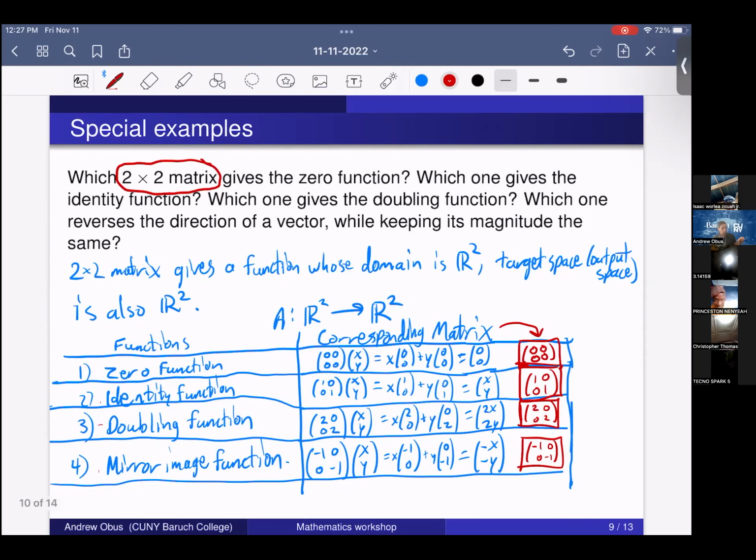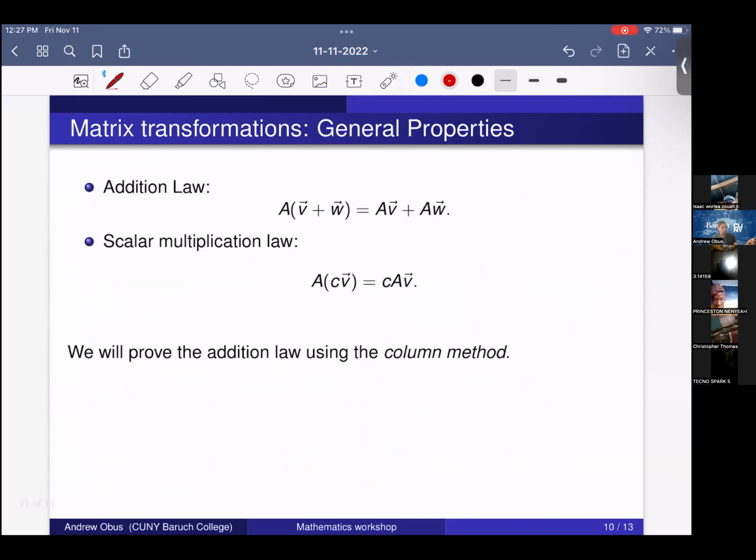Okay, great. Let me say just a couple of more general properties. I think we won't have time to do the proof today, so I'm going to save the proof until next time. We'll prove the addition law using the column method. The addition law tells us that if I have a matrix and I multiply by a sum of 2 vectors, it's just the same as the matrix times the first vector plus the matrix times the second vector. You can also think of this as the distributive law, the same thing.